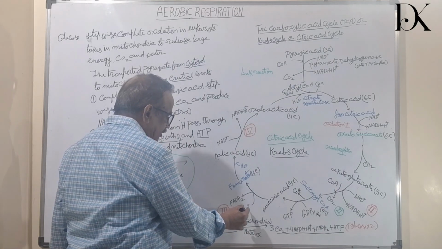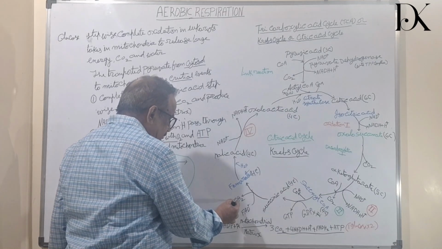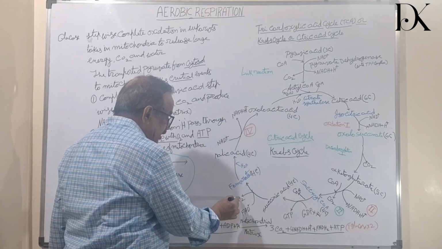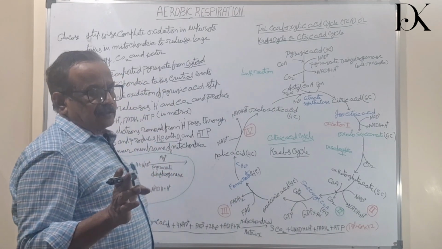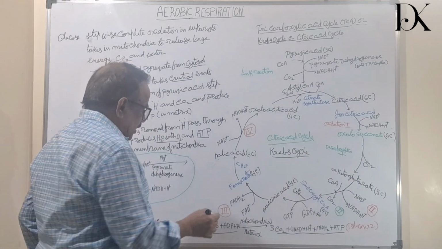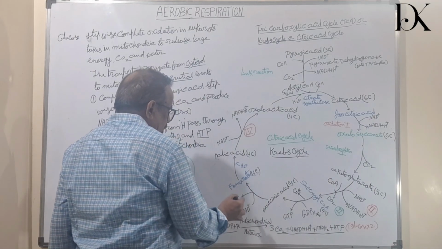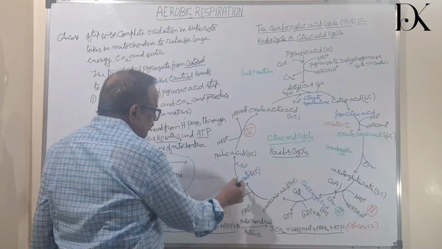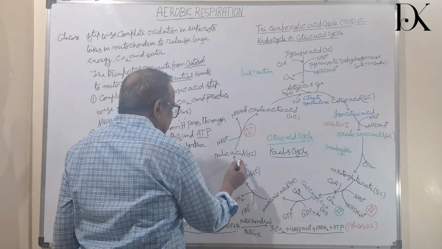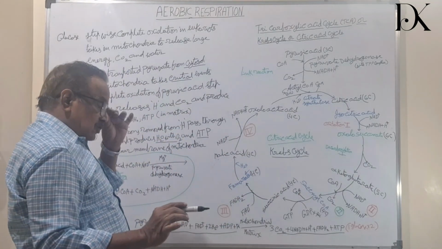Flavine adenine dinucleotide will become flavine adenine dinucleotide hydrogen. Here you should remember it is H2, not H plus H. That reason I will tell you in the electron transport. So FAD will be converted into FADH2 when succinic acid is converting to fumaric acid. And fumaric acid will be converted to malic acid by taking water. This he has not given in the text also.